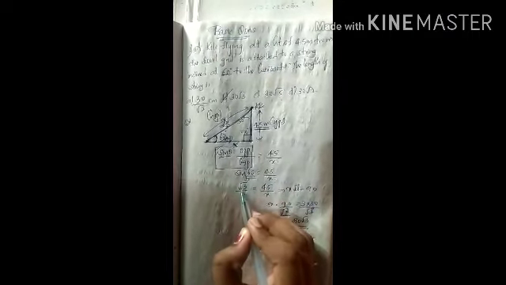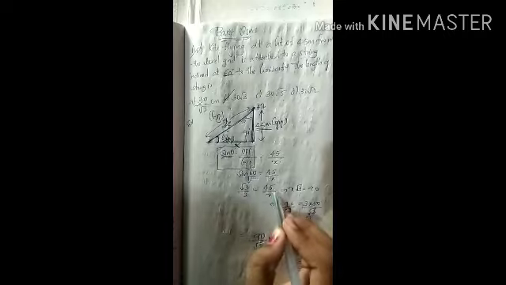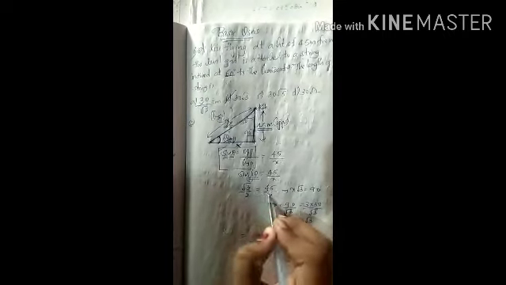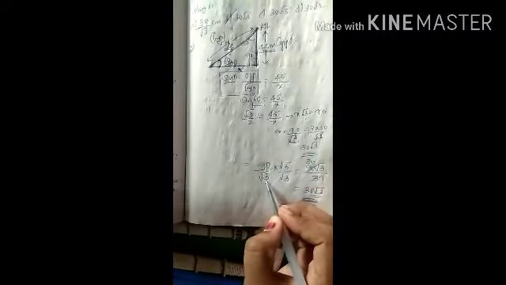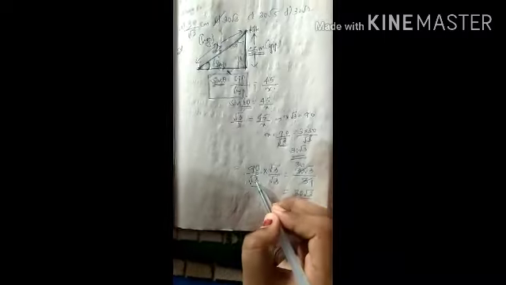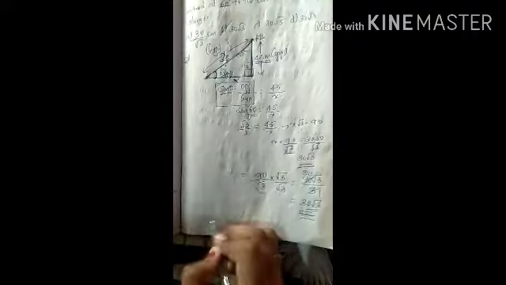Sin 60 is, we know, root 3 by 2. Root 3 by 2 equals 45 by x. Then if I send this one, x into root 3 equals 45 into 2, which is 90. 90 by root 3. Here in the denominator root 3 must not be there. So what I had done is this multiplication and division by root 3 at the numerator and denominator. So 90 into root 3 by root 3 into root 3, which is 3. If I do the cancellation, I get 30 root 3. Therefore the length of the string, what they asked, is 30 root 3 meters.